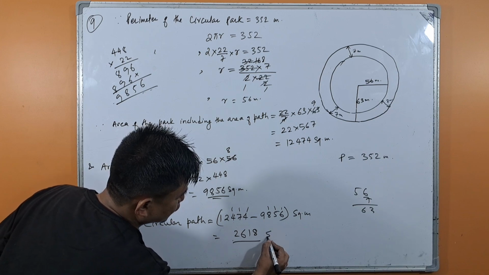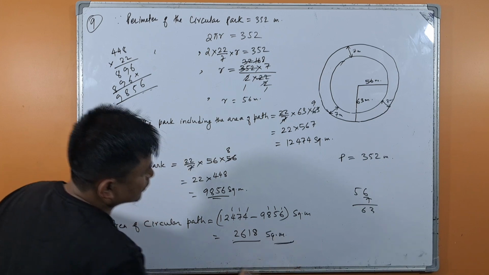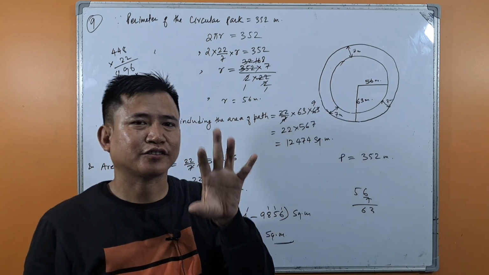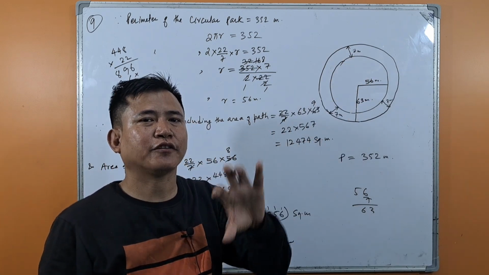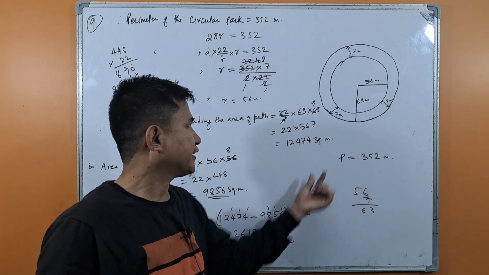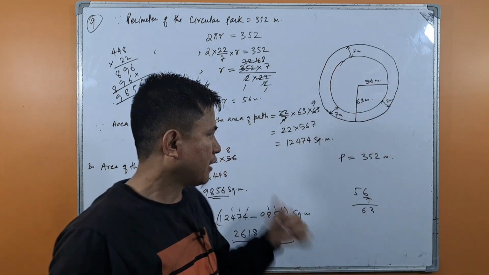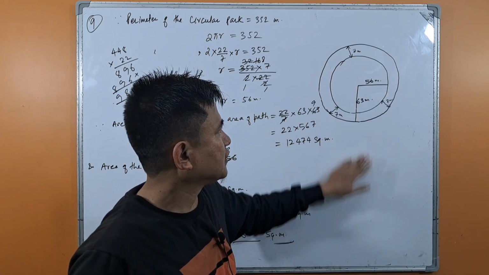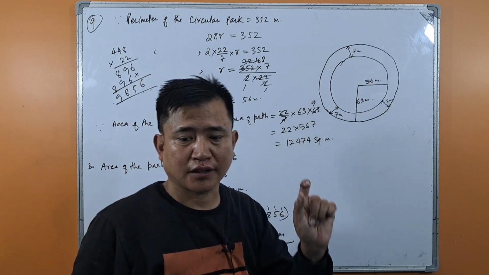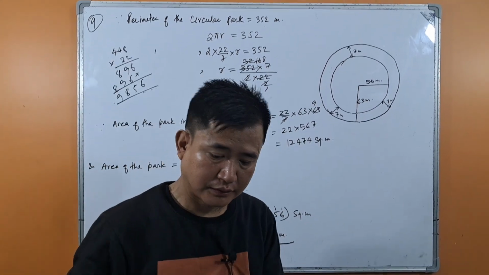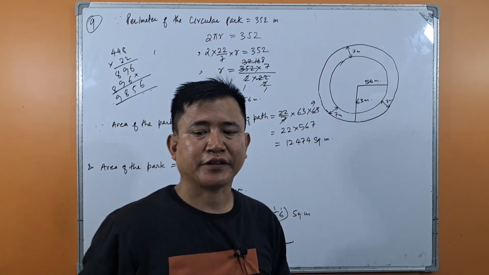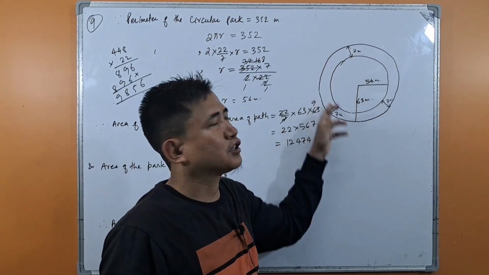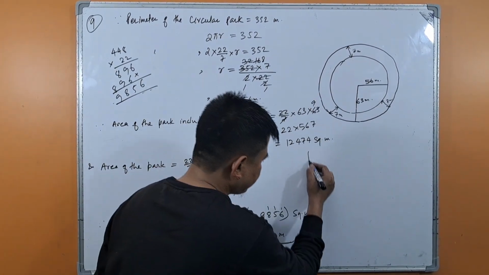2618 square meters. This is the area of the circular path. When we subtract the area of the inner circle from the area of the outer circle, we get the area of the circular path. Now, since the rate of concreting this circular path is rupees 20 per square meter, what will be the cost to concrete the whole area of the path?